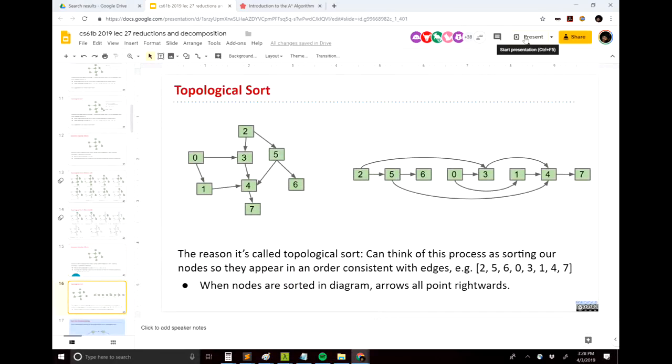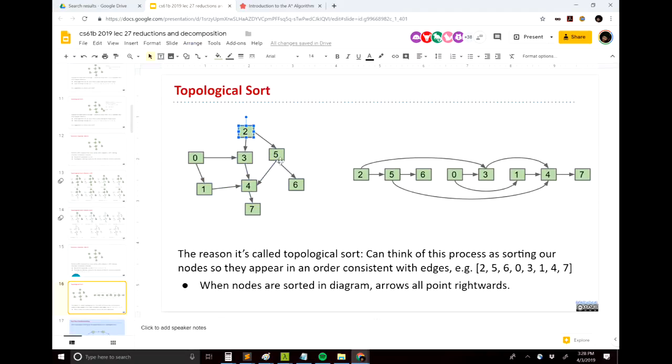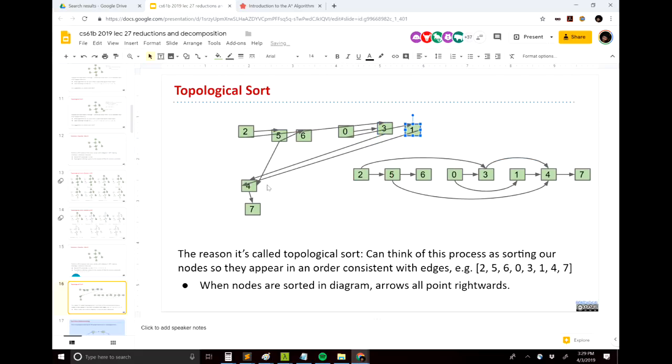Okay. Now, why is it called a topological sort? Well, it's because you can think of it as sorting the vertices. So the topological sort we came up with was 2, 5, 6, 0, 3, 1, 4, 7. So if I just take these vertices, I have to ungroup them. If I take them and drag them around, say like 2, okay, I have to ungroup again. But they aren't grouped. Okay, there we go. Okay, so here's 5. Okay, here's 6. Here's 0. It's going to look pretty ugly. Here's 3. Here's 1. Here's 4. And where I'm getting this order is my topological sort down there. So I drag them all this way.